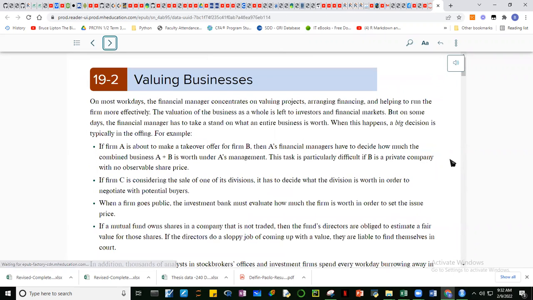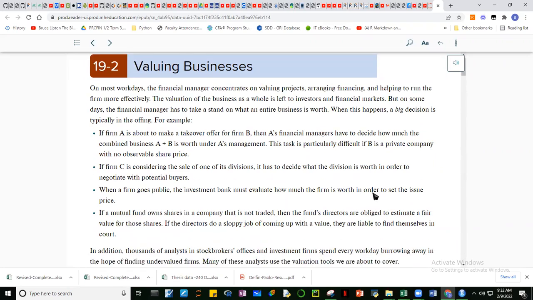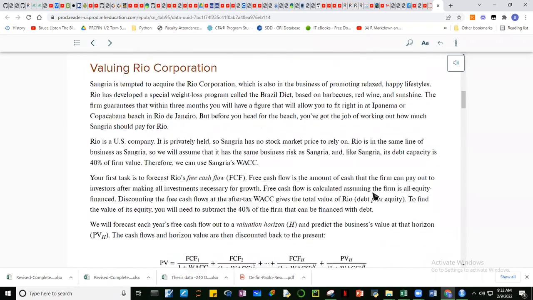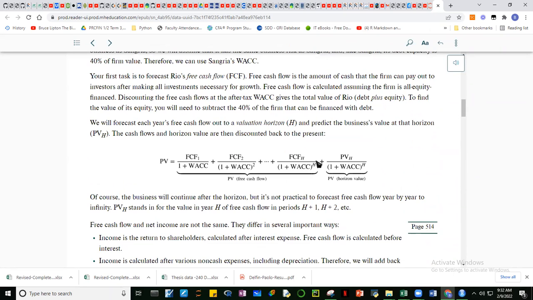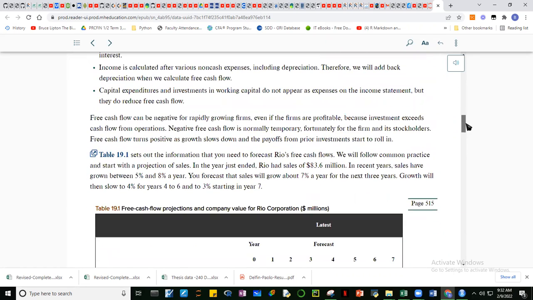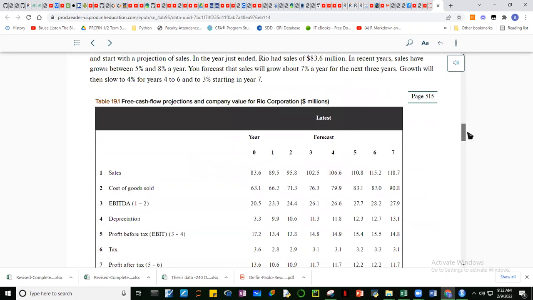So I leave you guys to read this. Valuing a business, okay, hindi masyadong kailangan to. Ginagamit dito yung free cash flow. Okay, but what's important in this chapter, guys, is more on the weighted average cost of capital. Of course, basahin nyo rin to kasi, guys, iba-iba yung teachers na magbibigay ng questions sa finals.